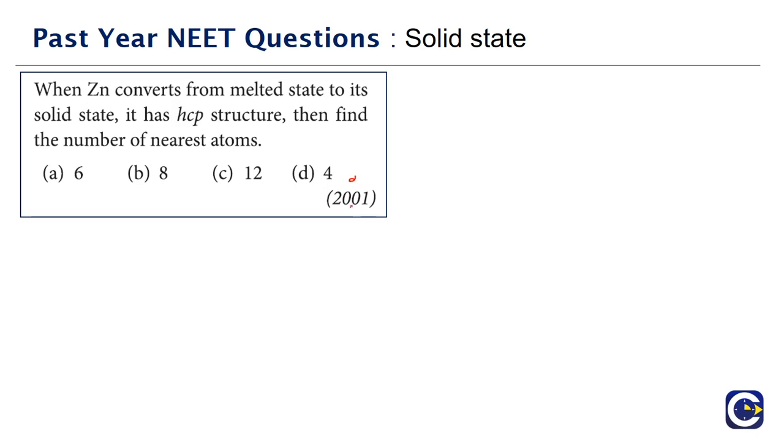So this is the question that has come in the year 2001. This is a fundamental question based on the HCP structure. When zinc converts from molten state to its solid state, it has HCP structure, hexagonal close packing. Both HCP and FCC are considered as close packing arrangements in 3D. Both of them will have the same packing fraction or packing efficiency. The question is to find the number of nearest atoms.